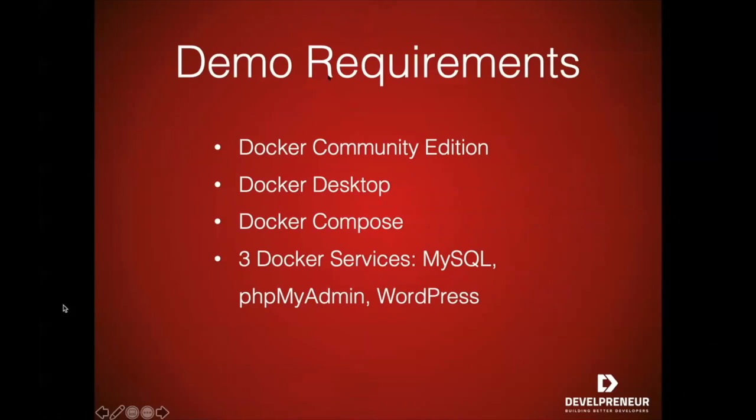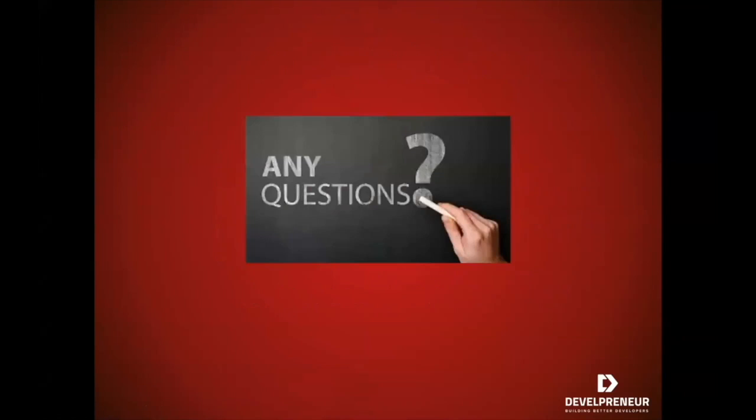So again, we needed to make sure that we had the Docker Community Edition installed. We had to have Docker Desktop, Docker Compose, and we installed the 3 services: MySQL, phpMyAdmin, and WordPress. Does anyone have any questions before we wrap up?